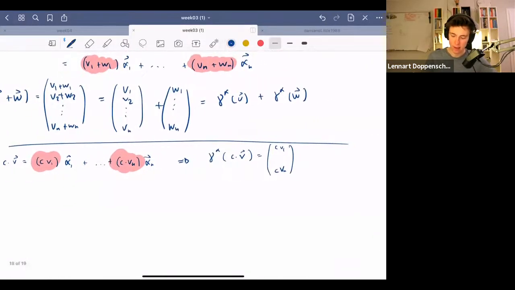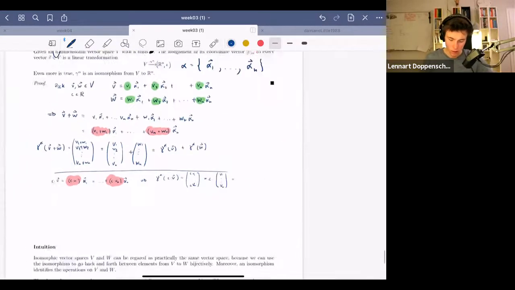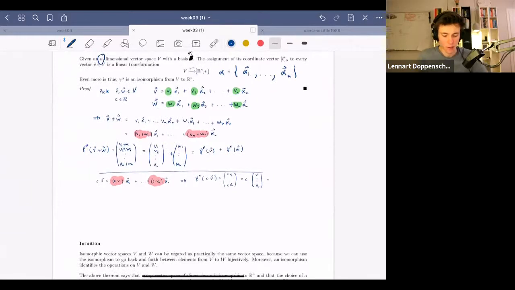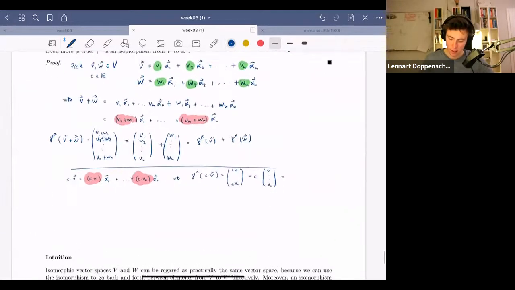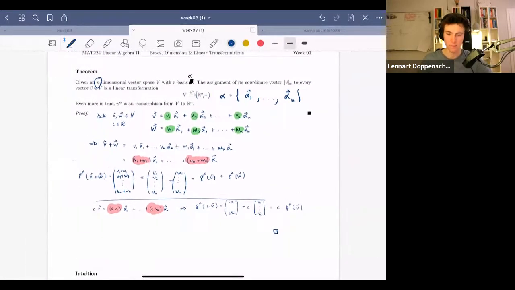But this now, again, we use the scalar multiplication in Rn to write this as c times the vector v1 to vn. And if you look at the original linear combination that describes v, then you can see that this is exactly c times gamma alpha of v. And this concludes the proof that this is, in fact, a linear transformation.